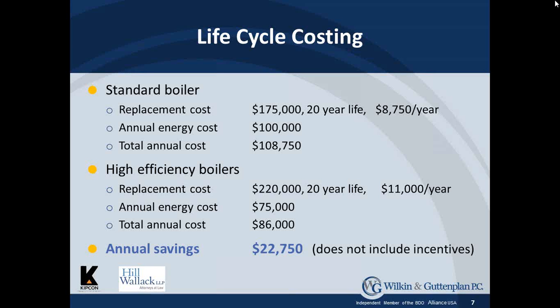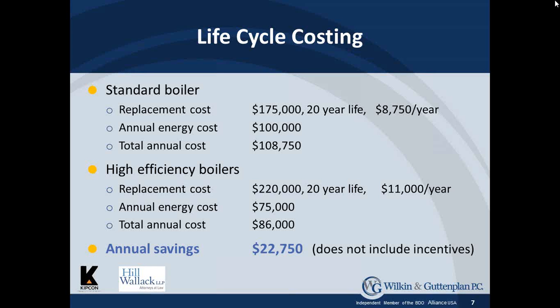But the other thing you need to take a look at is the energy cost, because they're directly tied to each other. And in this case, it's $100,000 a year in energy cost, which means your total cost for that boiler is actually $108,750, which is both the replacement cost as well as the energy cost.